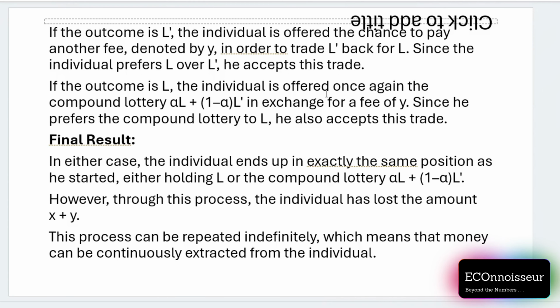So what do we get from this? The final result is that, in either case, the individual ends up in exactly the same position he started from, either holding L or the compound lottery alpha L plus 1 minus alpha L prime. However, through this process, the individual has lost the amount X plus Y and gained nothing. This process can be repeated indefinitely, which means that money can be continuously extracted from the individual. If the individual violates the independence axiom, he can lose his money so many times.